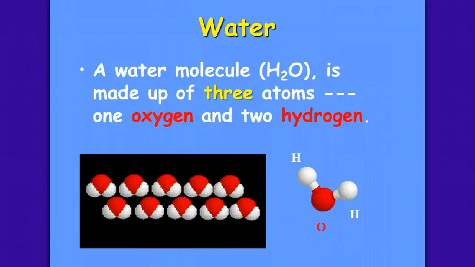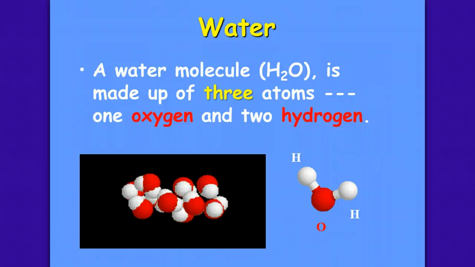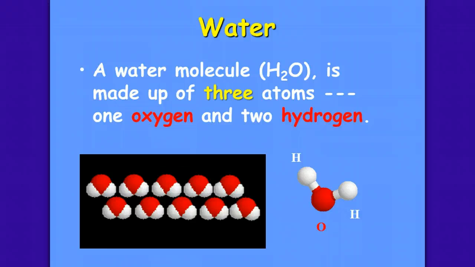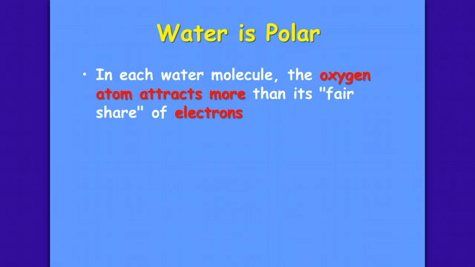So in your note packet, please label the top 2 ears of Mickey Mouse as hydrogen molecules and label the larger atom the oxygen molecule. Water itself is polar. And so what does that mean?